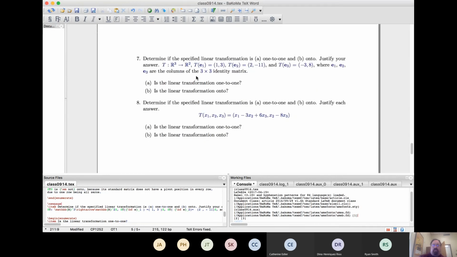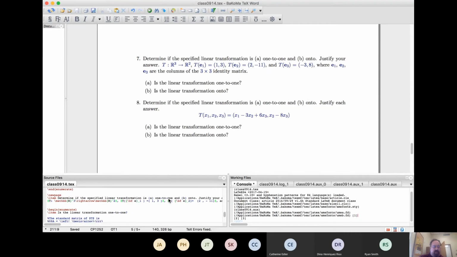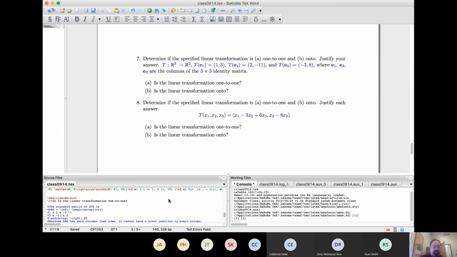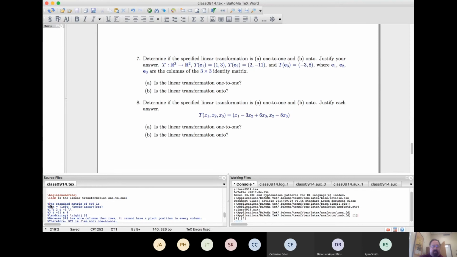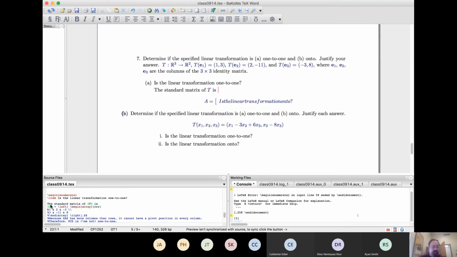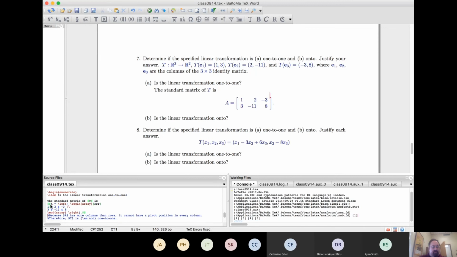Okay, so here we have a linear transformation described in a different way. T of e1, T of e2, and T of e3. These are the columns of your matrix. So then you go ahead and write down that matrix. All right, so then I filled in 1, 3, 2, minus 11, minus 3, 8 as the columns.